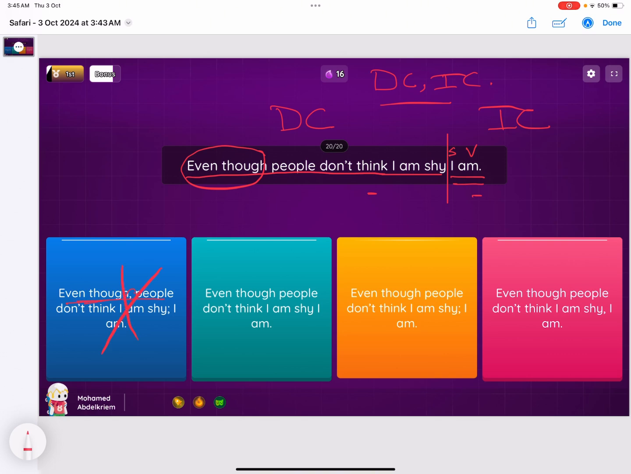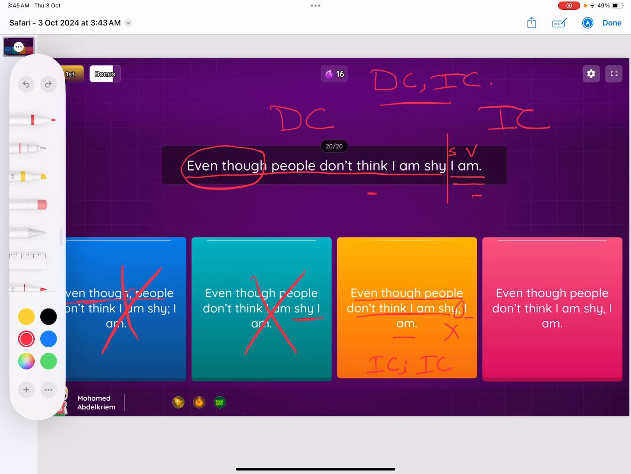And then here, even though people don't think I'm shy, I'm shy. So here he did not use anything. So this one is wrong as well. Even though people don't think I'm shy; I am. Someone might tell me, Mr., this is correct. No, it's incorrect. Mr., you said before that we can use a semicolon to join two independent clauses. Yes, we can use a semicolon to join two independent clauses. But my question is, is this an independent clause? We said this is a dependent clause because it starts with even though. So I cannot use a semicolon with a dependent clause. It's wrong. I cannot do this.